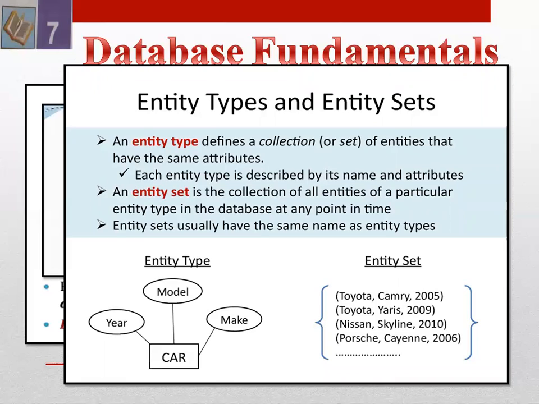So here you can view on your screen, suppose we have entity type car and attributes are year, model, and make. So suppose here we have an entity set: Toyota Camry 2005, Toyota Yaris 2009. So these are the entity set. Entity type is car, and here we have the entity set, and the attributes are represented by the oval shape. Always remember that you can put your entity in a rectangle box and you can represent your attribute in oval shape.